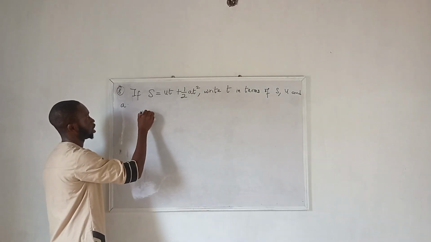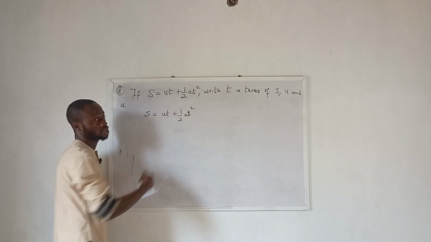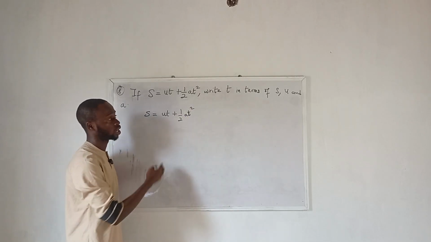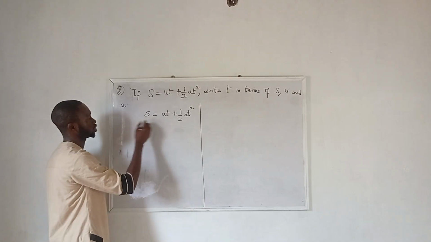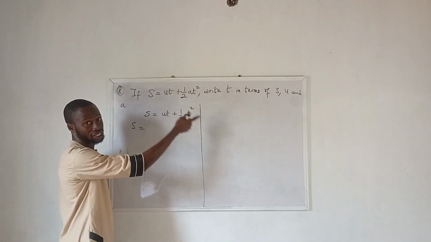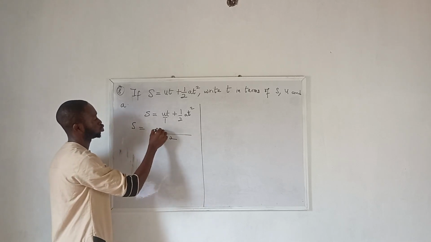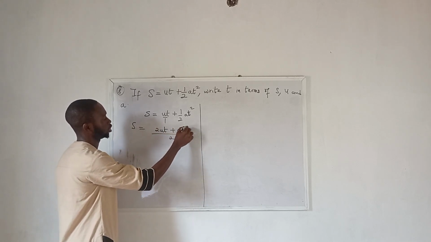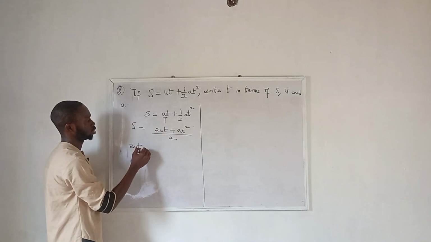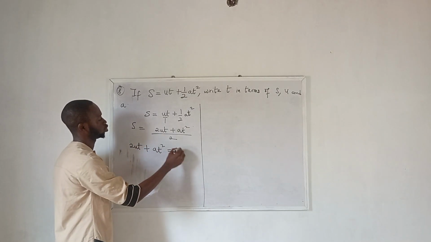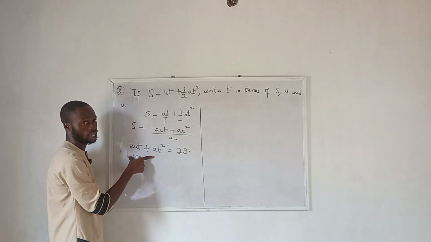So we have s equals ut plus half at squared. For some of us that are science students, we are familiar with this formula. So how do we do this? Let's make it the subject. First thing first, I have s. I can find the LCM on my right hand side, which should give me 2. I would have 2ut plus at squared. Is that okay? If I cross multiply it, I would have 2ut plus at squared equals 2s, because 2 times s is 2s.